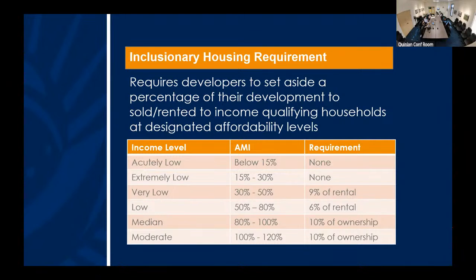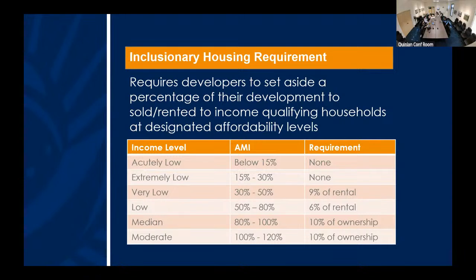And you might be asking, what if that percentage is only one unit, right? So let's say there's 6 houses in a development. We go to median instead of moderate. And once we get to more units, then there's one median, one moderate, and so on and so forth.